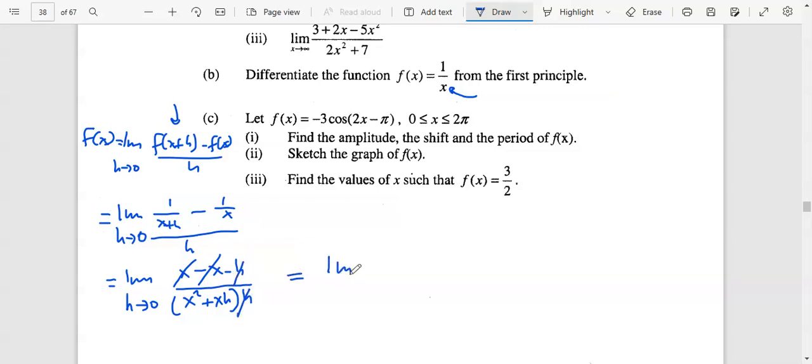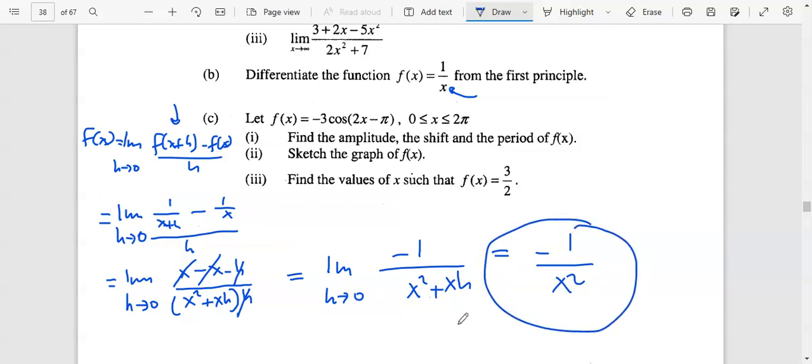So the answer is going to be: we have the limit as h approaches 0 of negative 1 divided by x squared plus xh. And then substitute where there is h with 0. So it's going to be negative 1 over x squared. This is going to be the limit, because if you put 0 here times x, that will be 0.